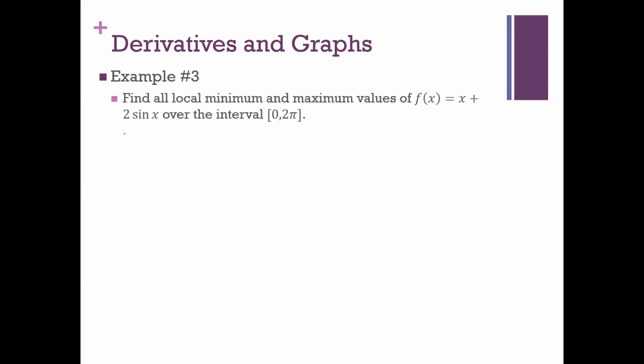All right, derivative is what? 1 plus 2 cosine x. And what do I care about with this derivative? Awesome. All right, so 1 plus 2 cosine x equals 0. If I solve, best I can do right now is solve for the cosine. So cosine x is going to be equal to -1/2.